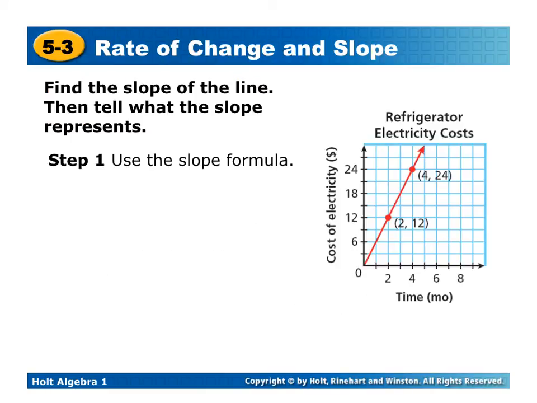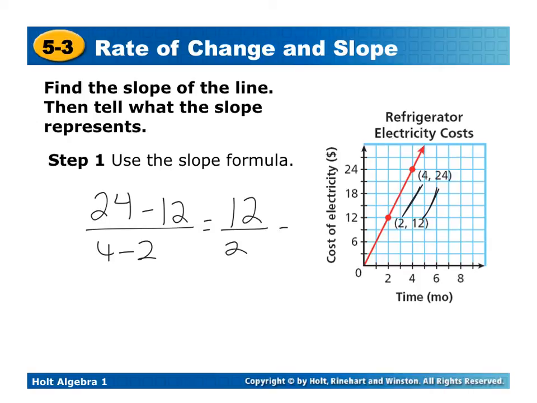Now here we're going to use the slope formula to find the slope of a line. We're going to use our points. So I'm going to have 12. In this case, I might actually use my second point first, just because I'm subtracting smaller from bigger. So I'm going to do 24 minus 12, and then 4 minus 2. Like I said, I just kept it consistent. 24 minus 12 is 12, 4 minus 2 is 2, so our slope is 6. And what does the slope represent? It represents the cost of electricity per month.